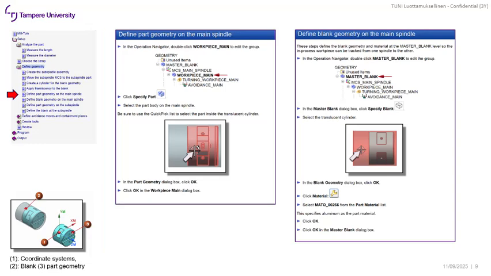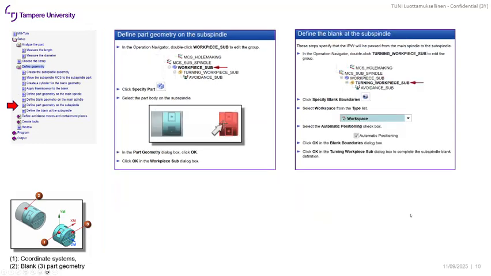Then after that, we're going to define the workpiece on the main spindle. So you can see it's the main spindle on the workpiece. We're going to define where the part is located, similarly where the blank is located, and also define the material. After that, we're going to move to the sub spindle, so the second spindle that was on the right side, and specify what the part is. And for that one, we also need to specify the blank boundaries, which is on the workspace, and then the automatic positioning of the part in the spindle.